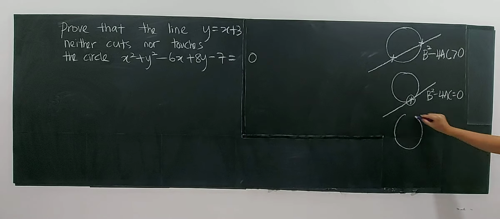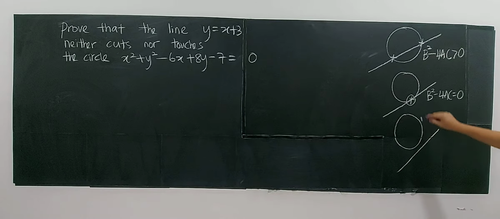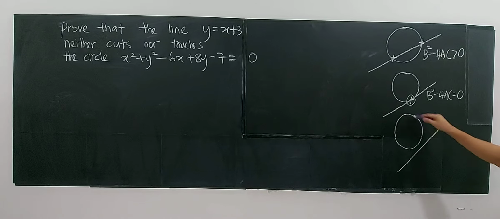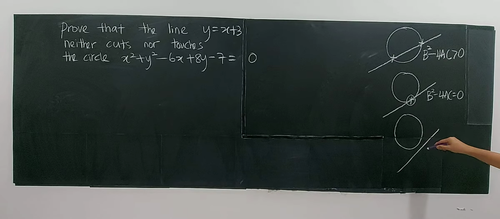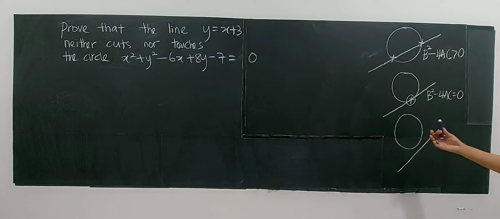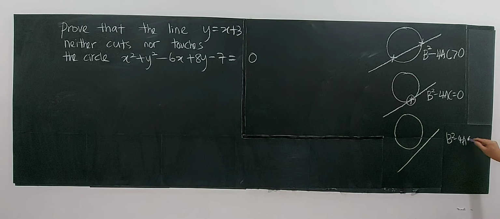Or maybe the line does not intersect the circle, right? Not intersecting means that there are no roots. If you solve the simultaneous equation between the line and the circle, you're getting a quadratic equation that does not have real roots, right? Which means that b squared minus 4ac is less than 0. Okay, this is the case here.